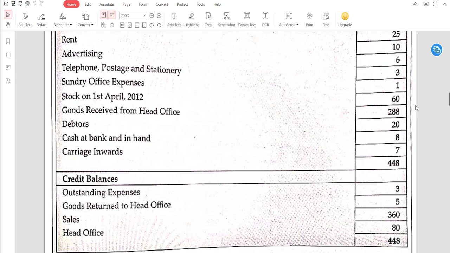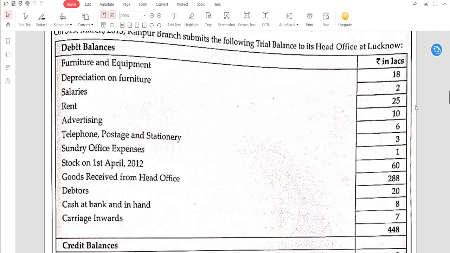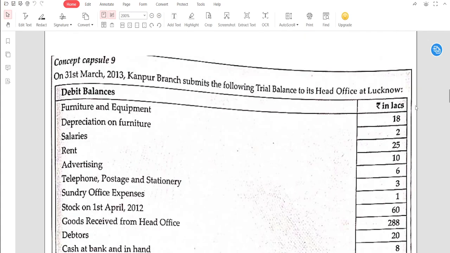Now if you go to the credit side, we have sales of 360 lakh, head office balance is 80 lakh, meaning the branch is going to pay the head office 80 lakh, outstanding expense is 3 lakh, and goods returned to HO is 5 lakh. So both the balances are matching. Once you receive this question, always check the balances. Never ever just believe the question; make a calculation, it will take around 30 seconds to match it. So these are the books given with respect to the Kanpur branch.